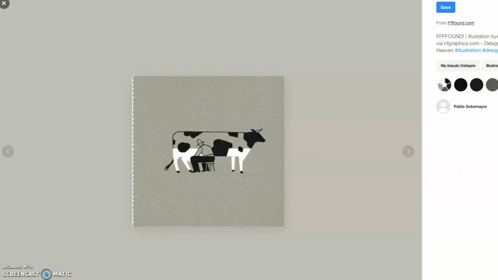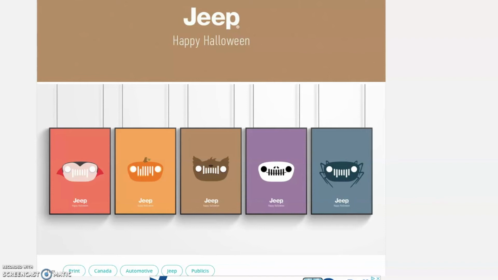So a couple of examples. A farmer milking a cow, and the level of milk coming out is basically a visual metaphor for emptying the cow. To celebrate Halloween, Jeep put out a series of ads, comparing their product by showing the grill on some very iconic visuals for Halloween.